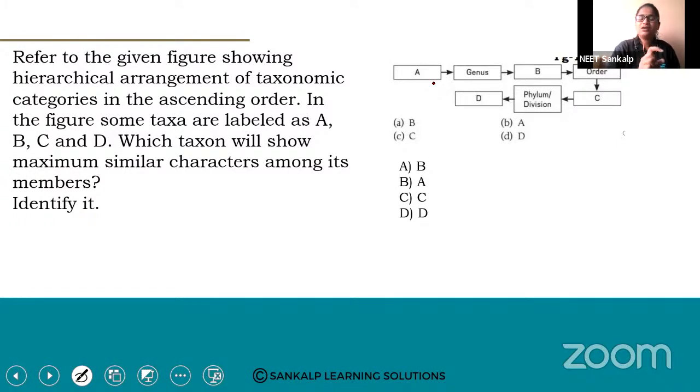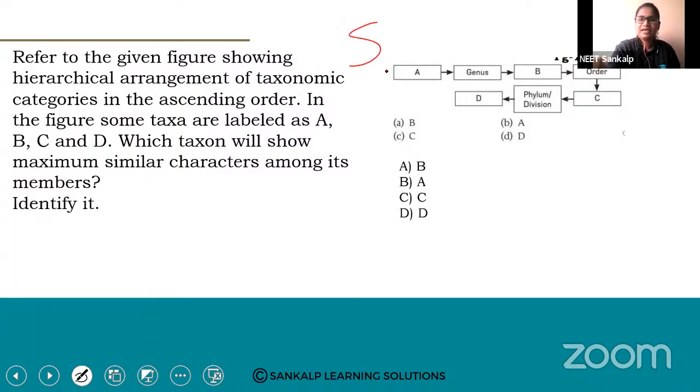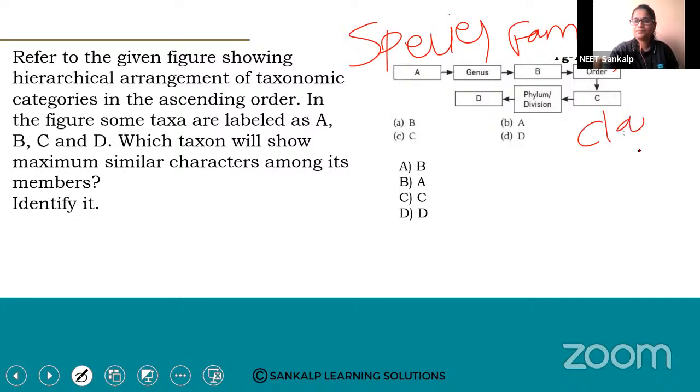Okay, guys. So here, first we will fill it out. A means species. Next we have genus, family, order, class, phylum or division, and D is kingdom. So among these, which category will have the most similar characters? The right answer is species.